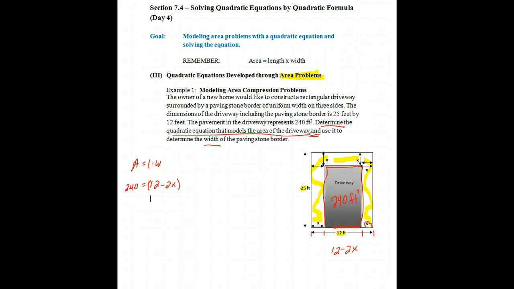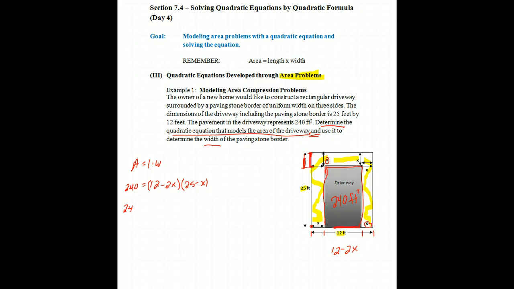So it's 12 subtract 2x. And your length is similar. It's 25 feet, including the whole stretch here. But your driveway is not 25 feet. You have to remove this distance here from this length, which is x. So your length is 25 feet, but go back x feet. So take this much off right here.